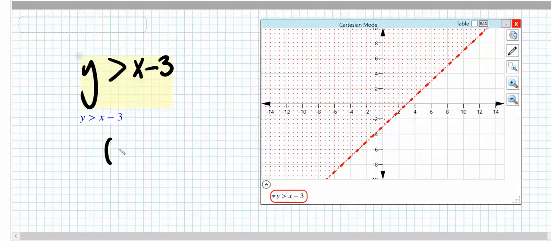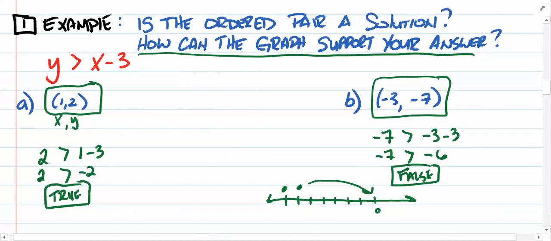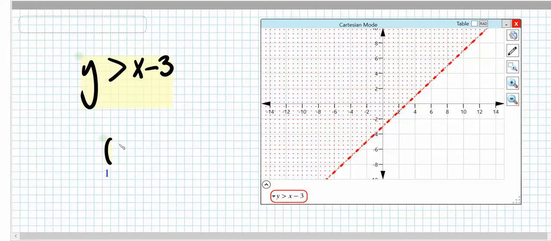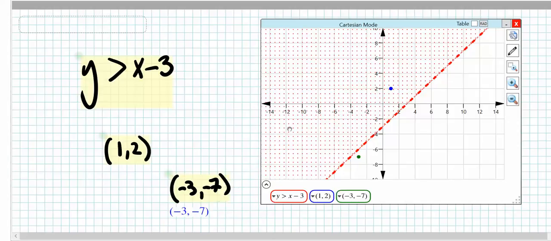So if I graph the point 1, 2, and negative 3, negative 7: if I graph the point 1, 2, you'll notice that this point is inside the shaded region. But if I graph the point negative 3, negative 7, you'll notice that this point is outside the shaded region. Therefore, it's not a member of the solution. So everything that's in the shaded region represents a member of the solution set. This is why there are infinitely many answers.